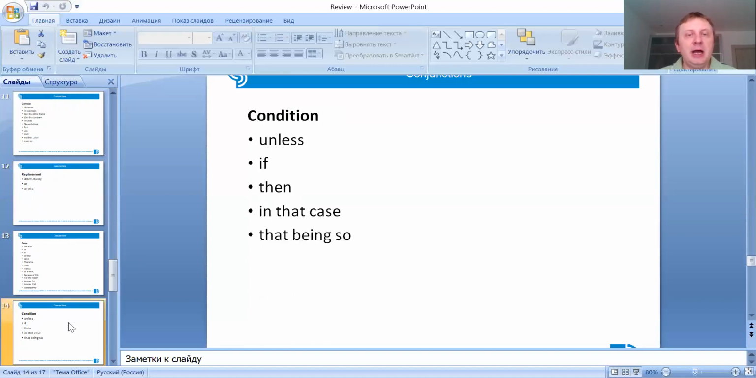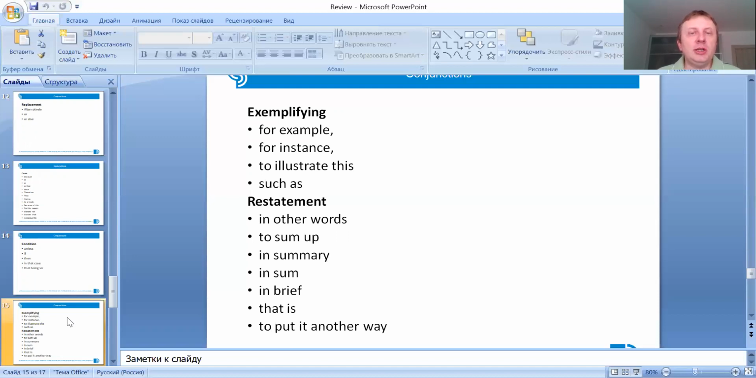The next slide refers to condition, when you talk about some conditions: unless, if, then, in that case, that being so. You determine some condition. In that case, the journalist chooses to write about, and so this actually refers to condition.